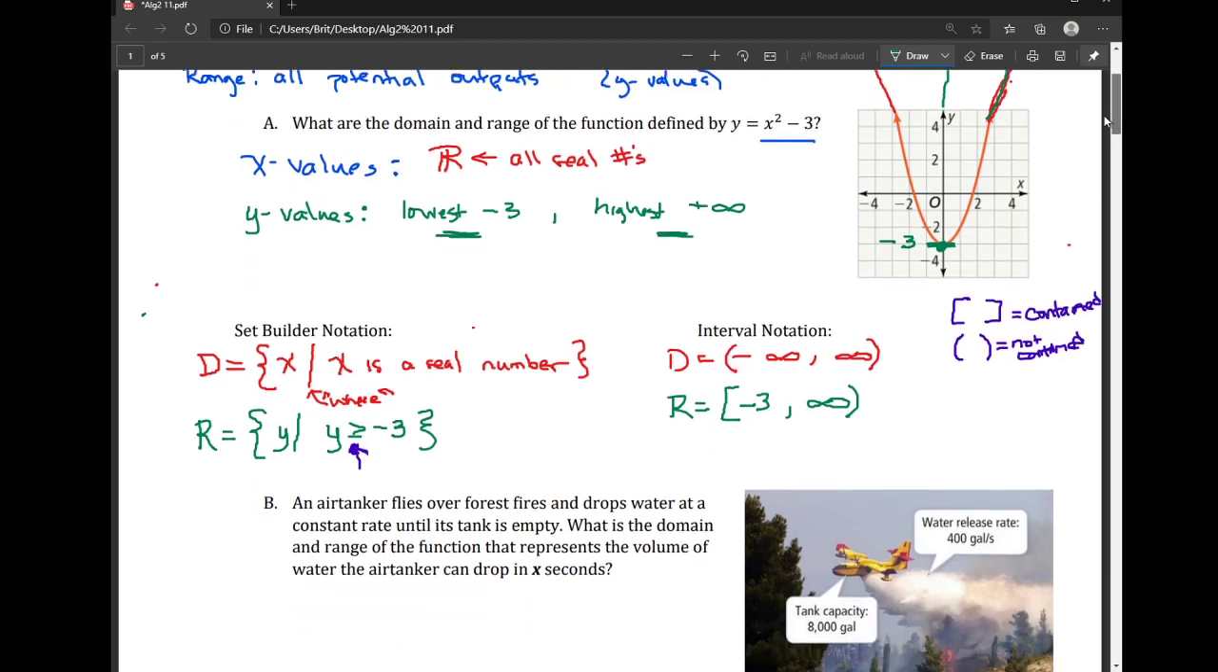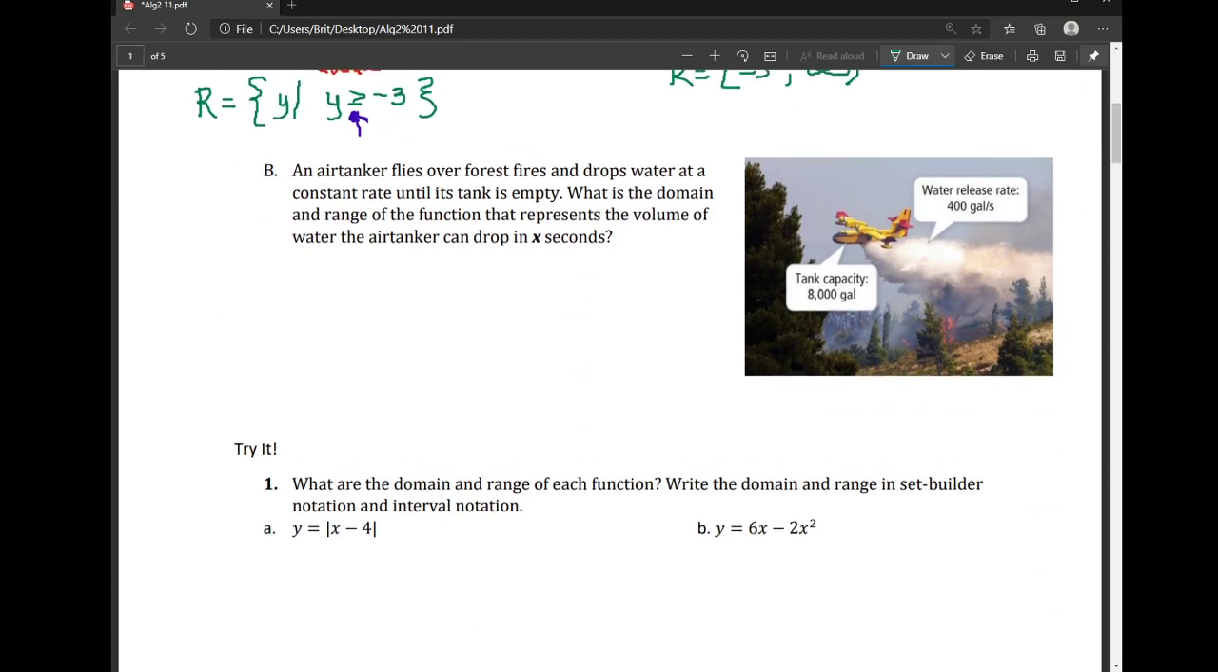Alright, let's do another part of this example. So we have an air tanker. It's right there. It's going over forest fires, and it drops water at this constant rate until its tank is empty. And so what they're wondering is what is the domain and range of the function that represents the volume of the water the air tanker can drop in X seconds.